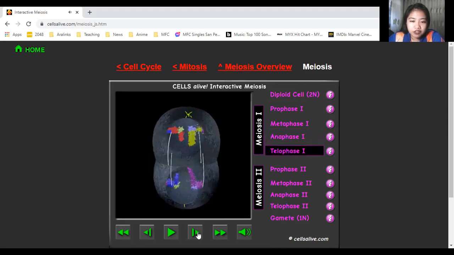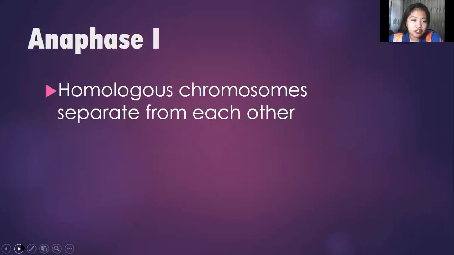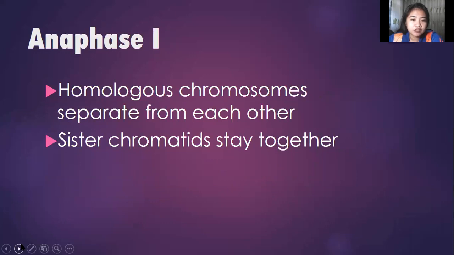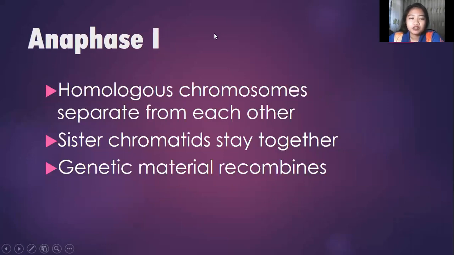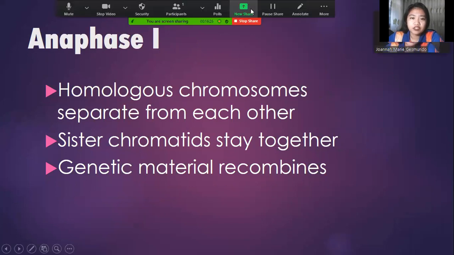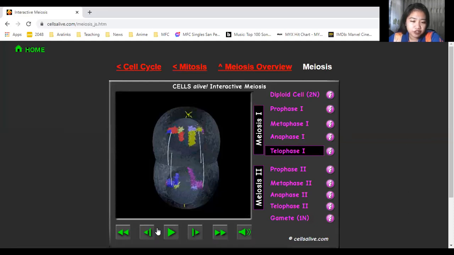And then, magkakaroon na tayo ng telophase next. Okay? So, tingnan natin kung ano ulit nangyayari. So, for anaphase 1, homologous chromosomes separate, but the sister chromatids stay together. Genetic material recombines. Okay? So, random kasi yun eh. Pwedeng yung isang chromosome laging mapupunta sa kanan or yung isa mapunta sa kaliwa. So, random na random yun.